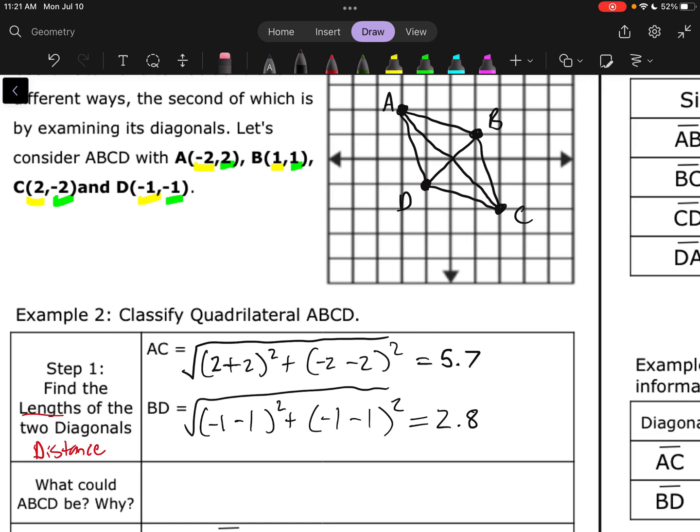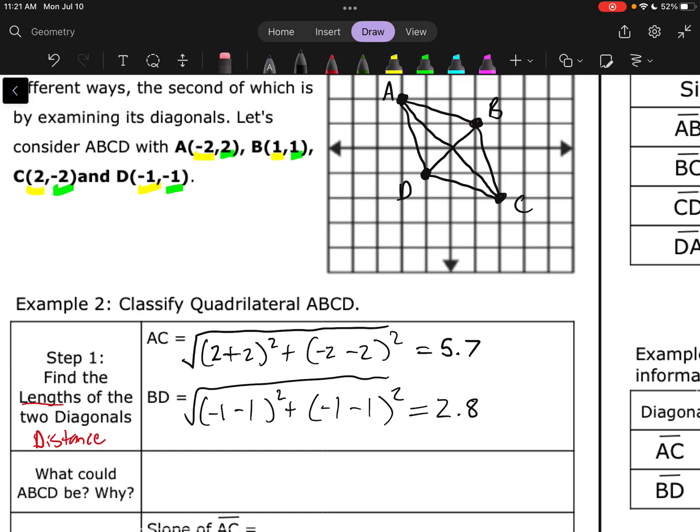Now, that didn't tell us too much, did it? It just told us that the diagonals are not congruent. All right, so if the diagonals are not congruent, that means it could be any sort of quadrilateral that doesn't have congruent diagonals. So that means that this could be a parallelogram. Parallelograms don't have congruent diagonals. A rectangle does, so this is not a rectangle. A rhombus does not, so it could be a rhombus still. A square does have congruent diagonals. An isosceles trapezoid does have congruent diagonals, but a kite does not.